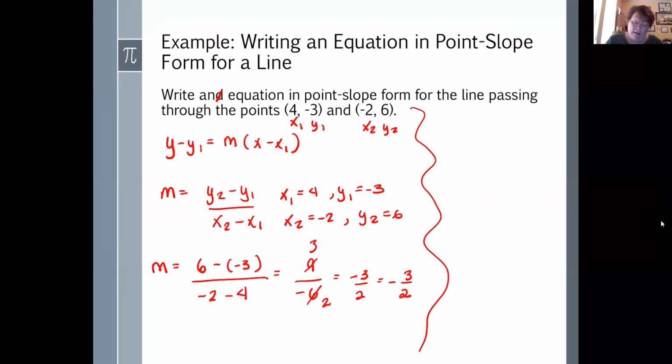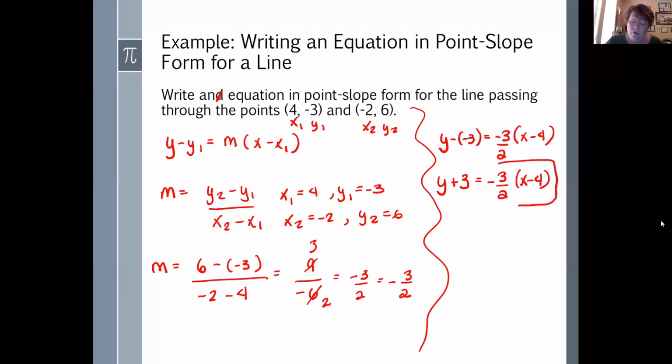Okay, so we're going to make that substitution, and I can use the first point since I labeled that x sub 1, y sub 1. Why not? So we have y minus a minus 3 equals negative 3/2 times (x minus 4). Let's just rewrite this slightly. Minus a minus 3 would be plus 3, so y plus 3 equals negative 3/2 times (x minus 4). And that is point slope form right there.